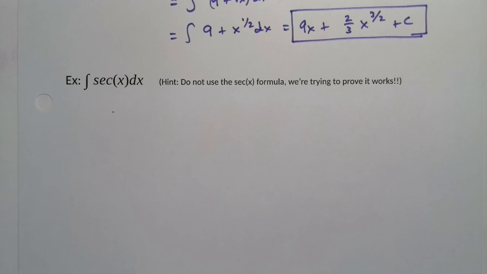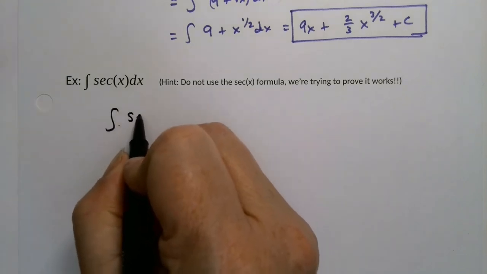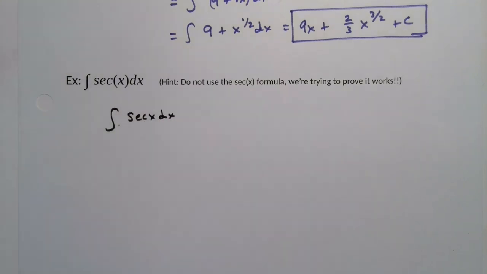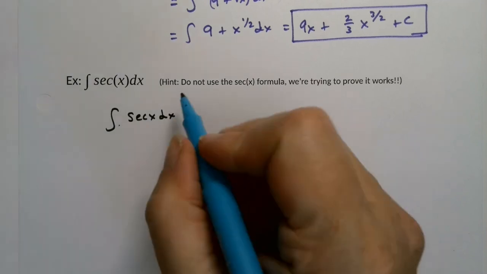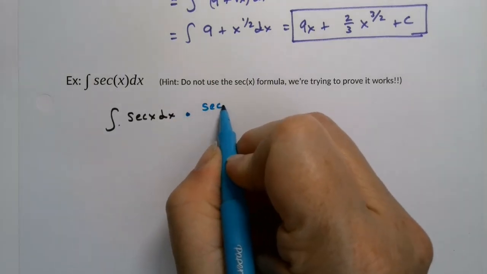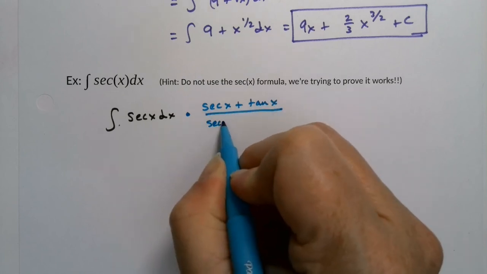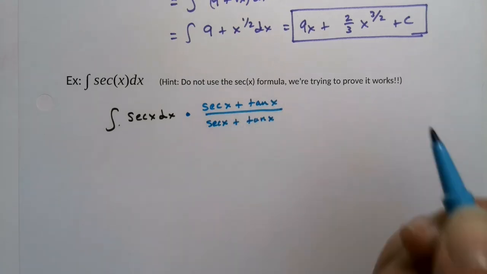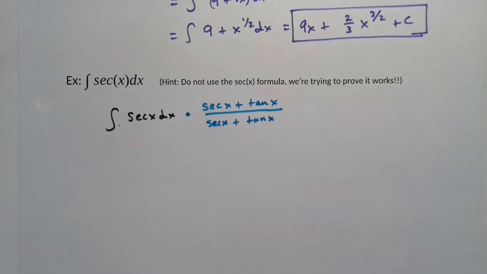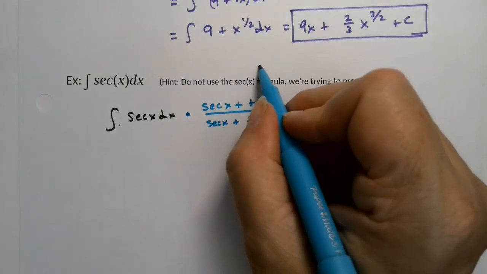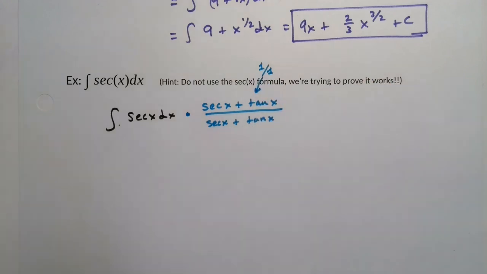So this is the integral of secant of x dx. And what I'm going to do is multiply. Now I can multiply by whatever I want because I can. So I'm going to multiply by the secant of x plus the tangent of x over the secant of x plus the tangent of x. And I know it doesn't look like anything, but it works. So that's the 1 over 1 I'm choosing, because I can choose whatever I want.